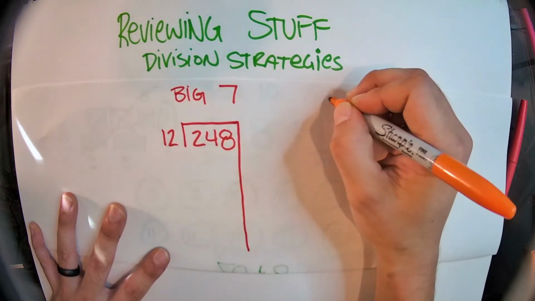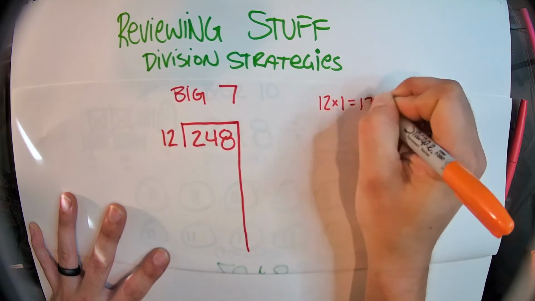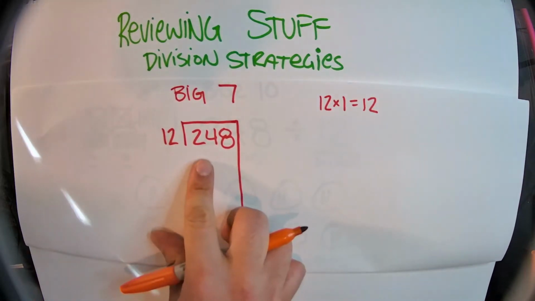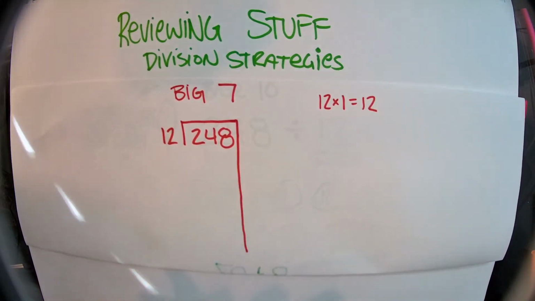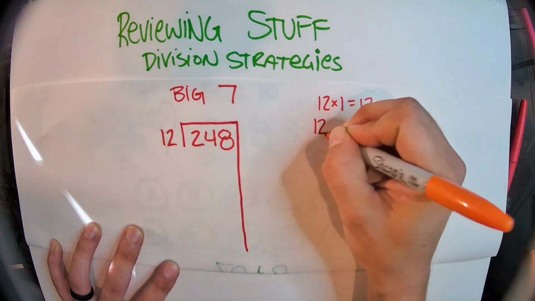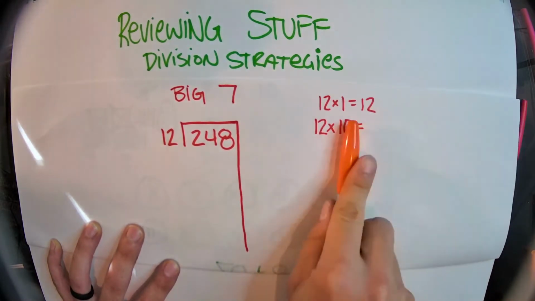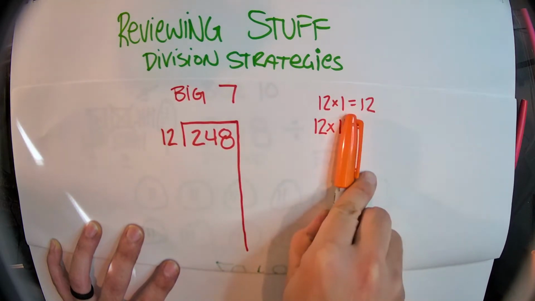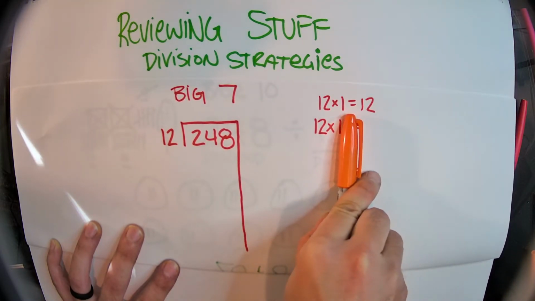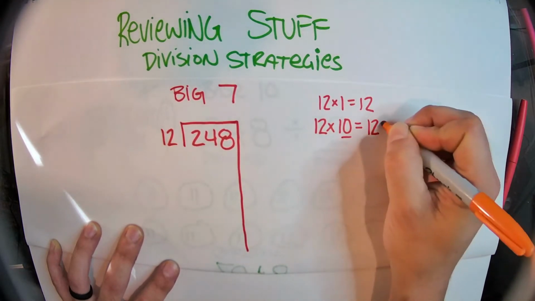So let's think for a second. 12 times 1 equals 12. We could repeatedly subtract 12, and eventually we'll get to the end of this problem. However, that would take a long time. So let's think a little bit bigger. Let's think about the zeros trick that we learned last week. If we cover up the 0, we have 12 times 1, which we already know is 12. Covered up 1 zero, so let's put it back on.